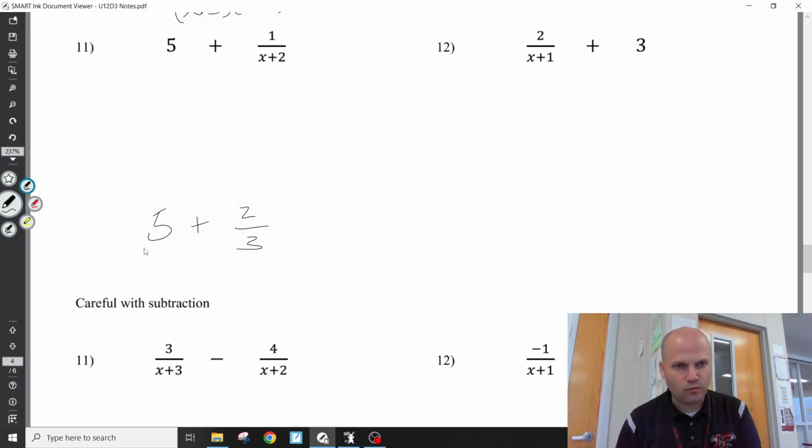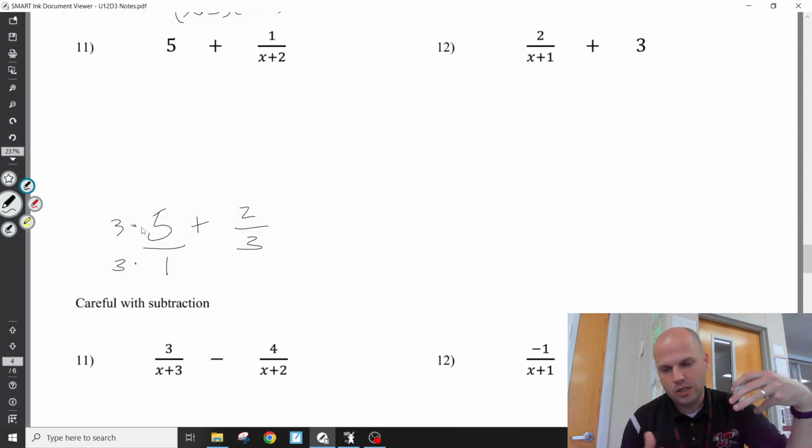We turn this 5 into a 5 over 1. We multiply by the other's denominator. Now, multiplying by 3 over 3 doesn't change it, but it becomes 15 thirds. 15 thirds plus 2 thirds, 17 thirds.